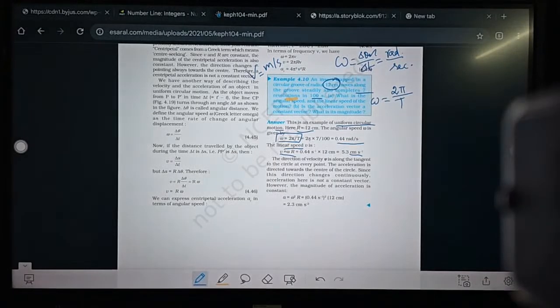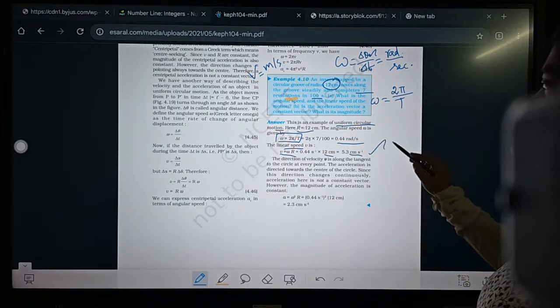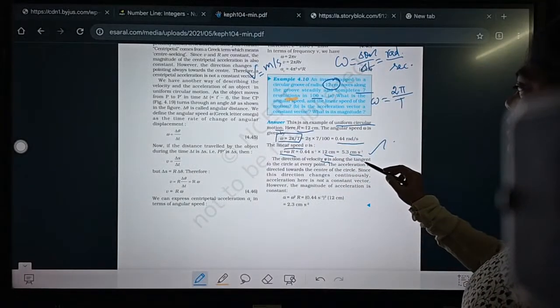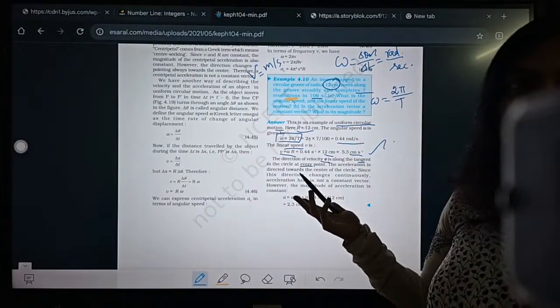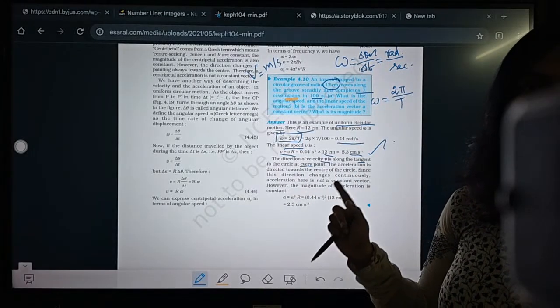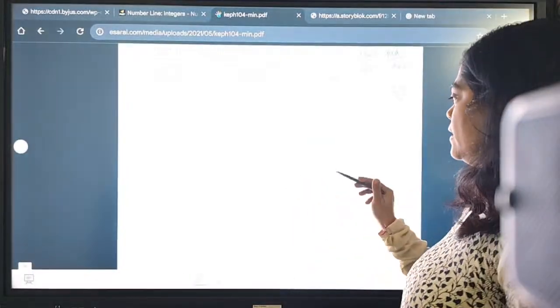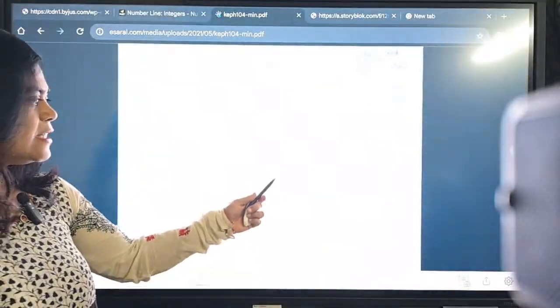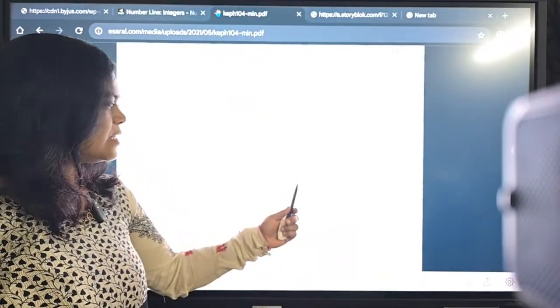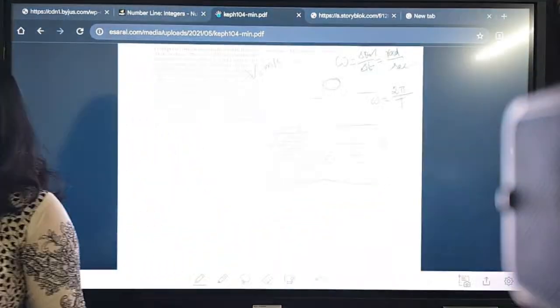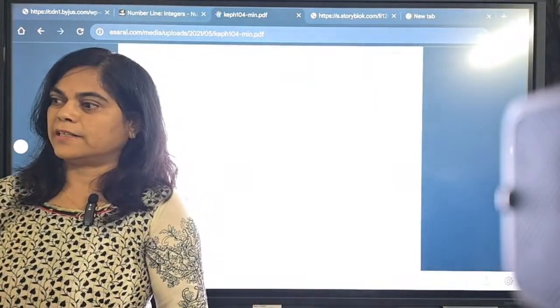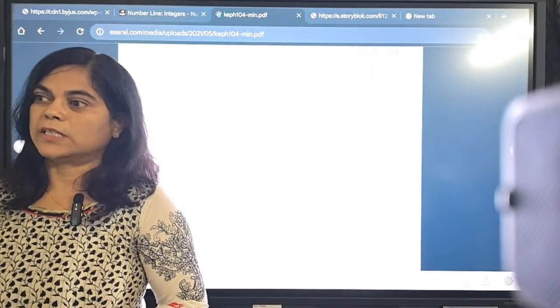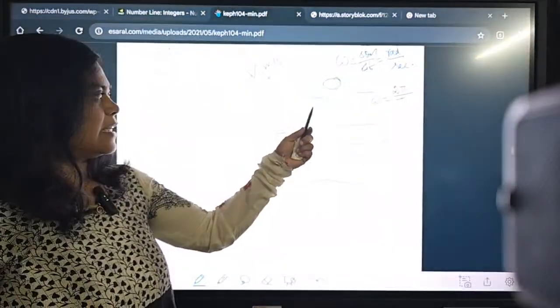From this we can calculate linear velocity: omega into r, right? It is in centimeter per second, with r as 12 centimeters. What is the direction of the velocity? v is along the tangent to the circle, right? That we know, right now only I taught you. The acceleration is directed towards the center of the circle. Since this direction changes continuously, acceleration here is not a constant vector, because the direction of the velocity is continuously changing. That is the answer for this second option.